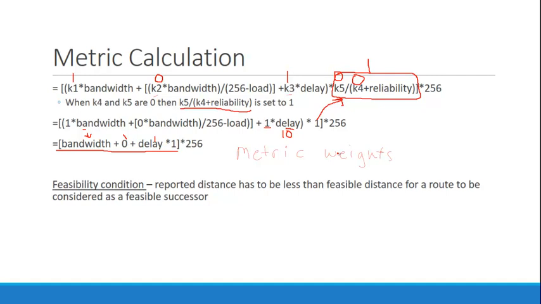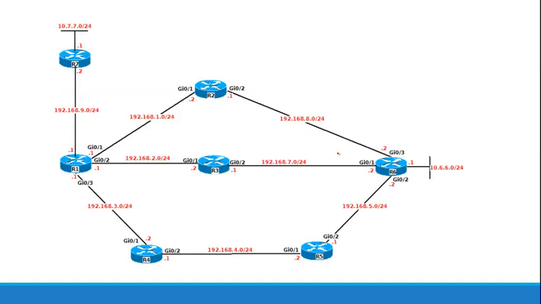Feasible distance is actually the best metric to the same destination. If I have 3 routes to the same destination, and they all have different metrics, the best one is our feasible distance. Each of the next 2, if they want to be considered feasible successors, their reported distance has to be less than the feasible distance. I'll go through that a little bit more here. So the next part is, here's the topology we're working with.